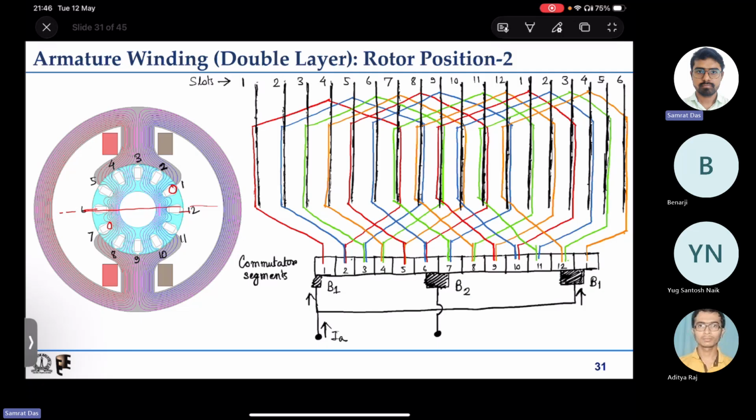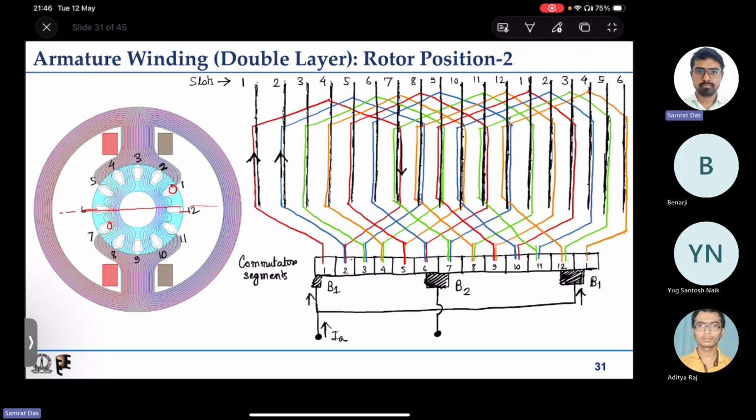So that means whatever current is coming to segment number 1 will not be going to this orange coil, that is coil number 12, but the entire thing will be passing through this red coil, that is the coil number 1. So the entire current is flowing through this, it will come back to this red one, it will come back here, it will get shorted in the second one.